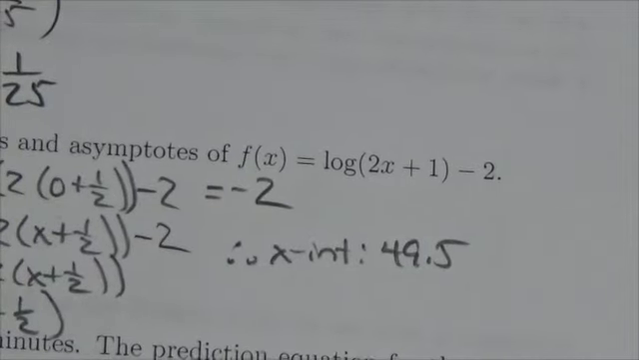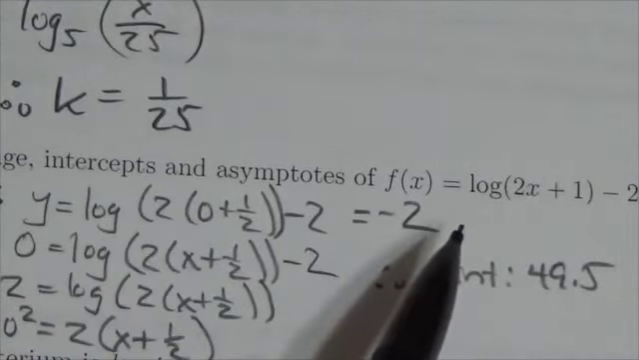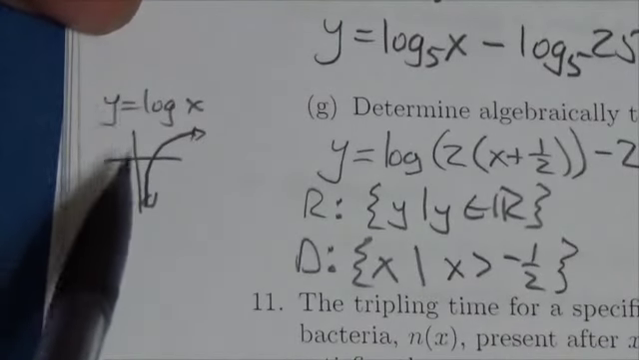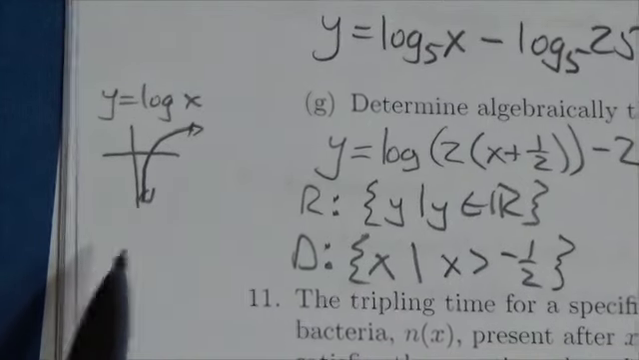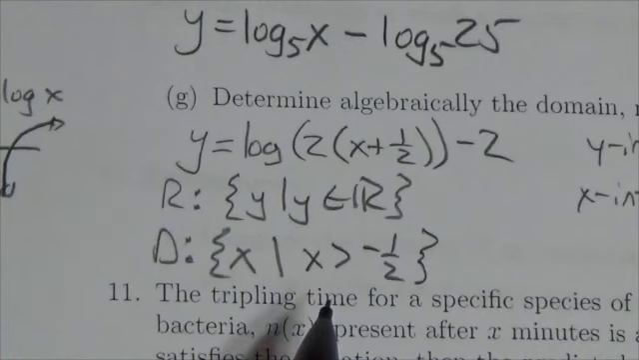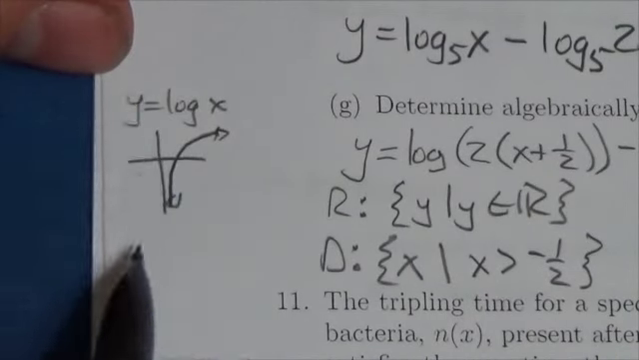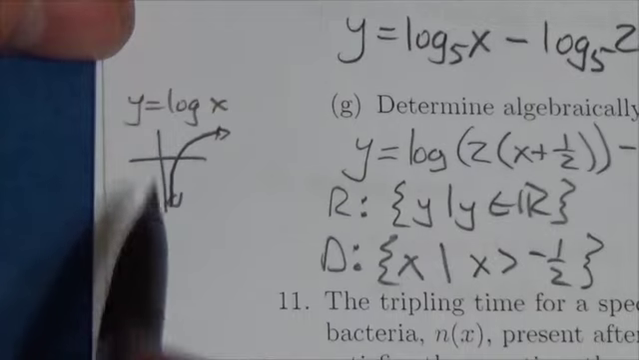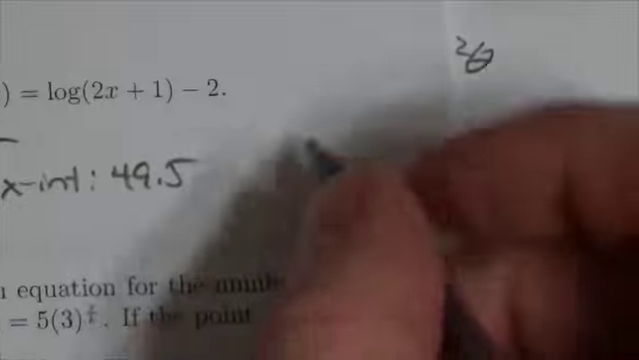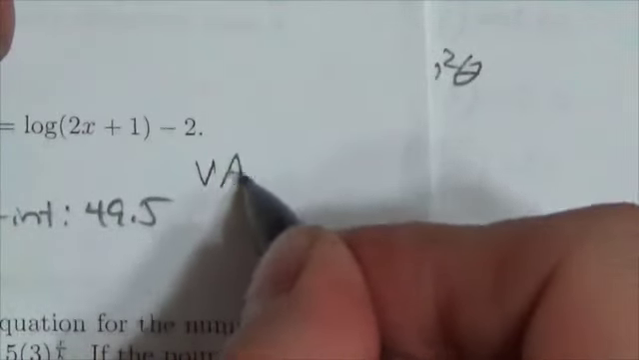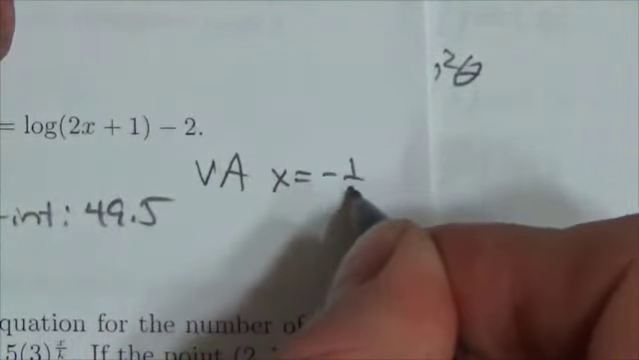The last thing we have to do is find the asymptotes. A logarithm that isn't transformed has a vertical asymptote at x equals 0. Sorry, I keep wanting to do this horizontally. That asymptote has been moved 1/2 unit to the left, so it's a vertical asymptote of x equals -1/2.